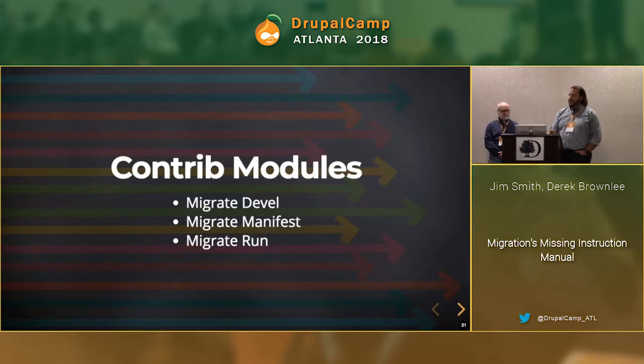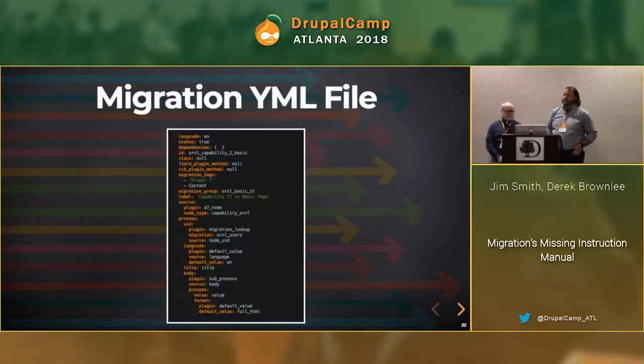Migrate Run is another one. It's a fork of Migrate Tools. It has no dependencies on Migrate Plus. It's for command line folks. It's just very simple. Everything is in the command line to give you tools to run these migrations.